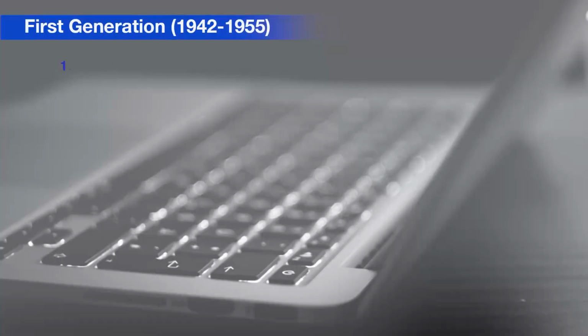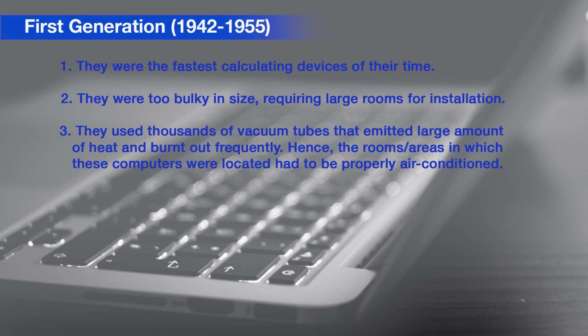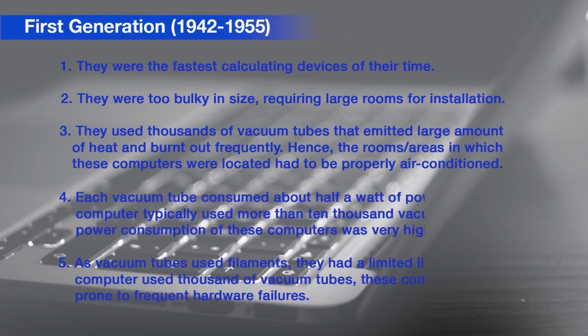Features of first generation computers are: the fastest calculating devices of their time, bulky in size, requiring large rooms for installation. Thousands of vacuum tubes were used, so they emitted a large amount of heat and burned out frequently. Hence, the rooms in which these computers were located had to be properly air conditioned. Since these computers were difficult to program and use, they had limited commercial use.